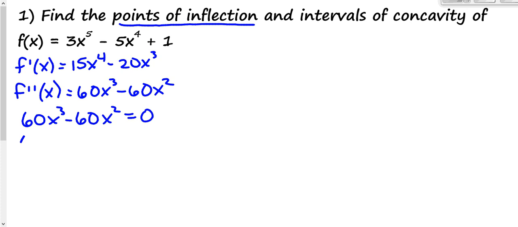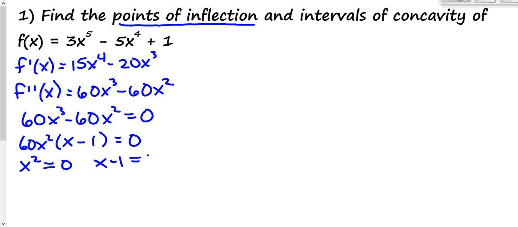Let's factor 60x squared out of both terms, and that would leave us with x minus 1 for the other term. You can divide both sides by 60, and then set each factor equal to 0, and you have x squared equals 0, or x minus 1 equals 0. So we get x equals 0 or x equals 1. Those are what I'm calling potential inflection points, pips. We don't know yet if they are inflection points.